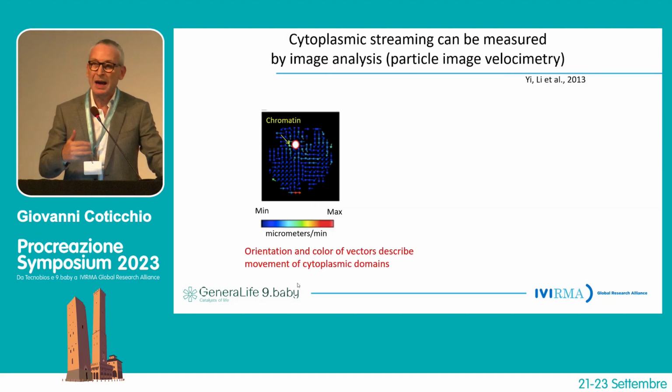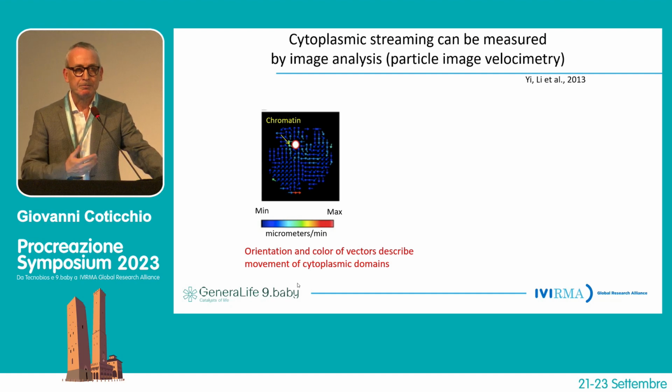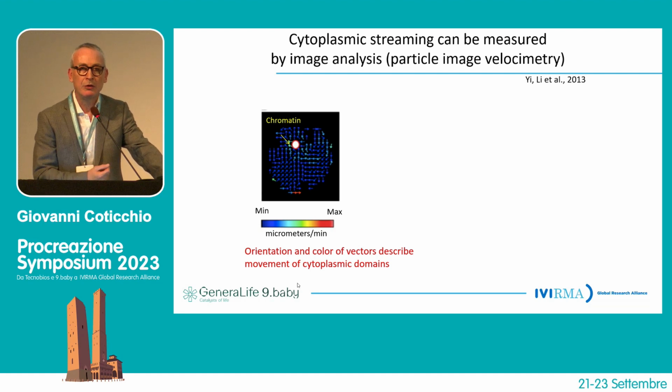But can we actually be objective in this sort of assessment, in appreciating this cytoplasmic movement? Yes, we can. We have technologies to do that, computational imaging systems by which we can track and measure particle movement within the cytoplasm. And this can be expressed in numbers and also more visually with vectors with direction and, as you can see here, color can express the type of movement and also its intensity.